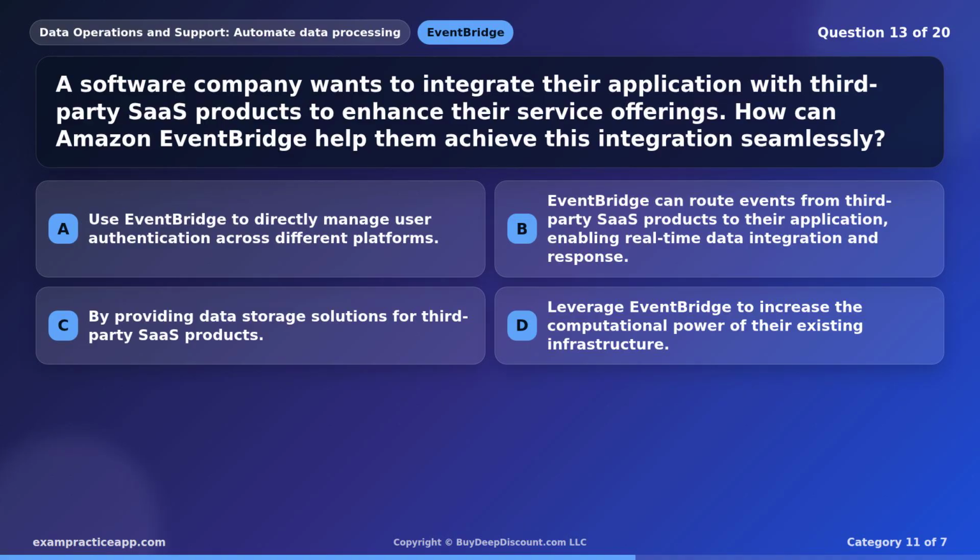Explanation: Amazon EventBridge facilitates seamless integration with third-party SaaS products by routing events or messages directly to the company's application. This allows for real-time data integration and automated responses, enhancing the application's capabilities without the need for complex coding or middleware.